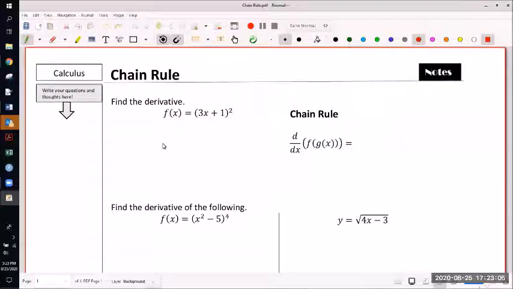Hi everyone, in this video we're going to talk about the chain rule. First, let's highlight how the chain rule works using this example.